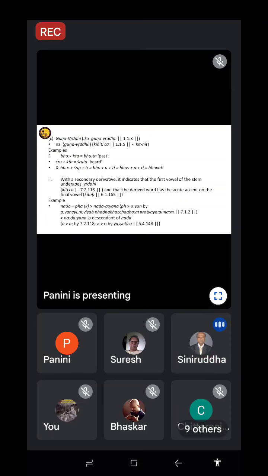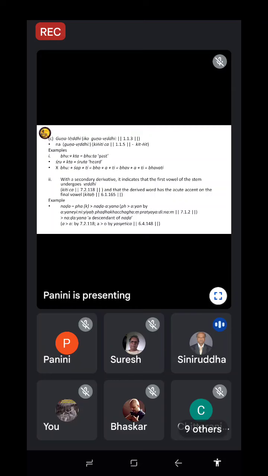Nadadibhya phak. Phak is a taddhita pratyaya, and it is used after Nada, etc. There is a group, Nadadibhya; Nadadi means Nada, etc. So they take the phak suffix. And this phak becomes ayana.